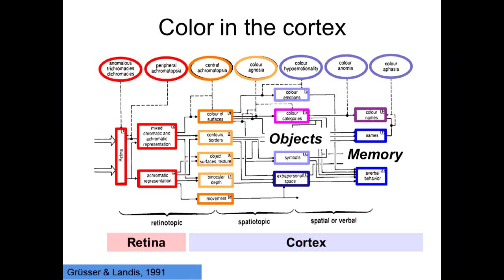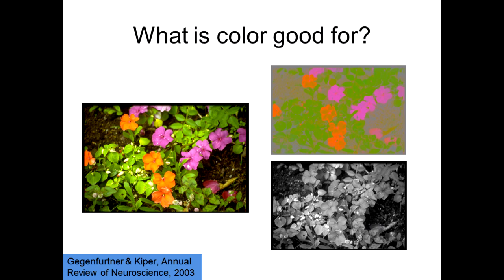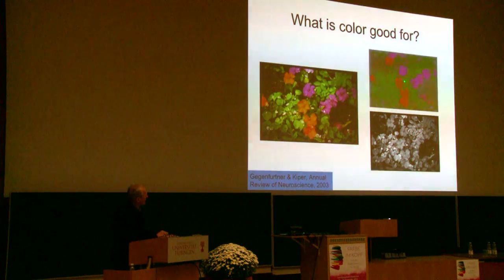Now, what I would like to look at in this diagram is how color helps us to recognize objects and how color helps us to remember objects better. This is again illustrated in this photograph of some flowers. I've decomposed this image into a chromatic part that is isoluminant. Basically, I've kept the color at each pixel and set the luminance to exactly the same average value. And here is the same image in black and white.